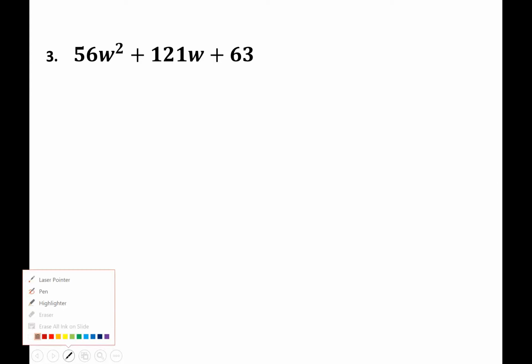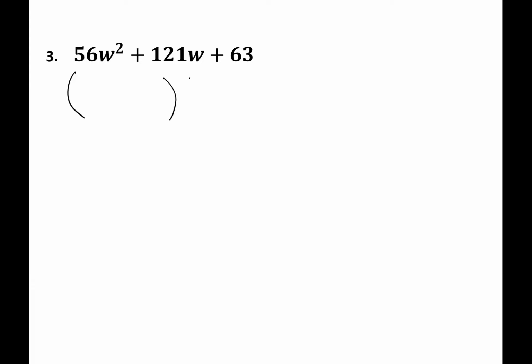Okay, so 56w squared plus 121w plus 63. Again, I'm not doing the AC method. 56 times 63, it's too big for me. So once again, trial and error. You might be surprised at how quickly you can do one of these big number problems.